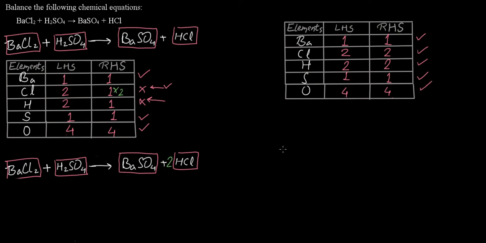So let us write down the balanced chemical equation. We have BaCl2 plus H2SO4 gives BaSO4 plus 2HCl. So this is our balanced chemical equation.